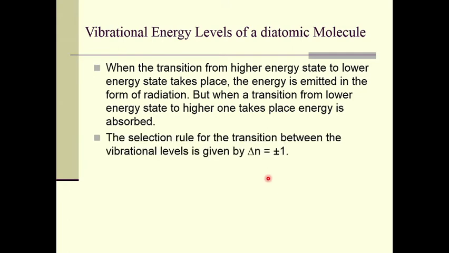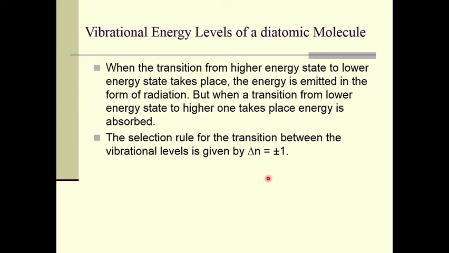And there are some selection rules for the transition, right? So what are the selection rules? The selection rules for the transition between the vibration levels state that delta n is equal to plus or minus 1, right? That means the vibrational quantum number should not change by more than 1.